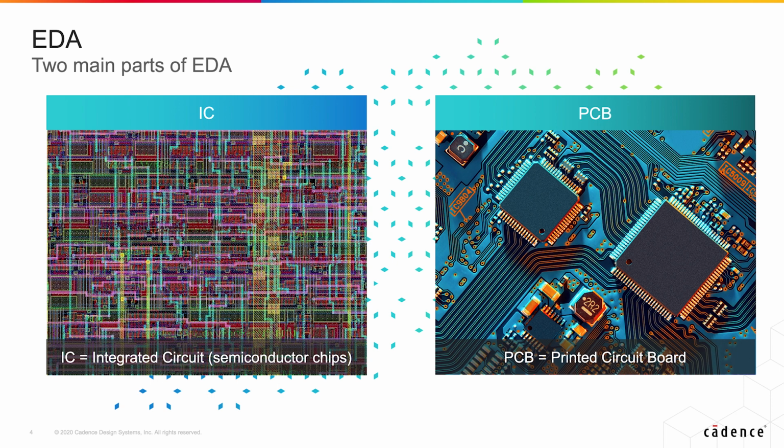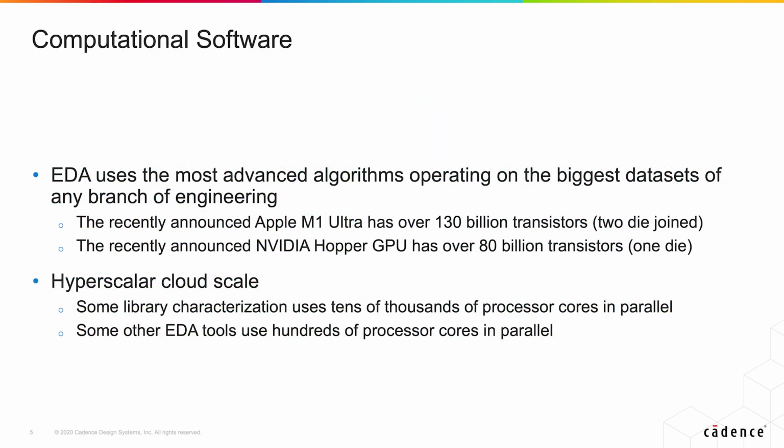One of the aspects of EDA is chips are incredibly complicated. You've probably heard that people like Apple and NVIDIA and AMD have chips with maybe 50 billion transistors on them. And that means we have to work on very advanced algorithms because we're operating on bigger data sets than almost any branch of engineering. For instance, the recently announced Apple M1 Ultra has over 130 billion transistors, and the recently announced NVIDIA Hopper GPU has 80 billion transistors on one die.